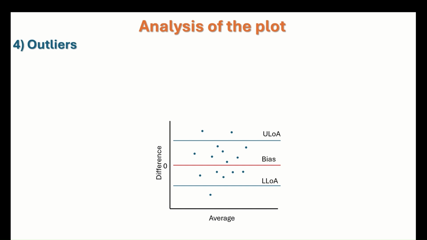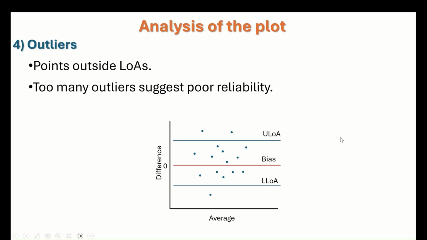Another thing to check in the plot is whether there are outliers. Outliers are extreme low or high values that deviate from the rest of the scores. Here we can see from the graph that there are points outside the upper and lower limit, this dot and this dot. So these are the outliers, and too many outliers suggest poor reliability.